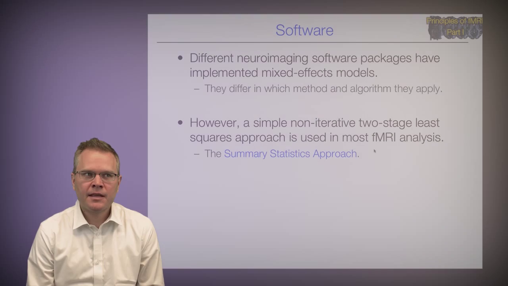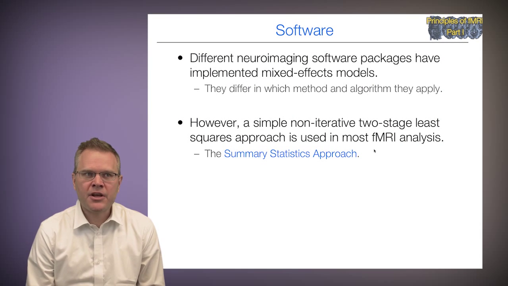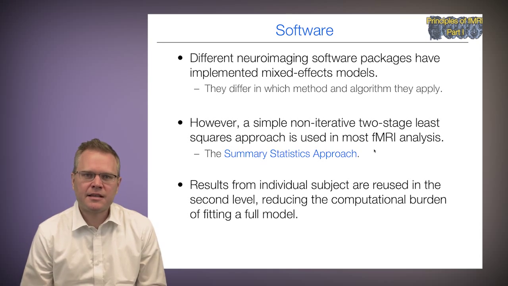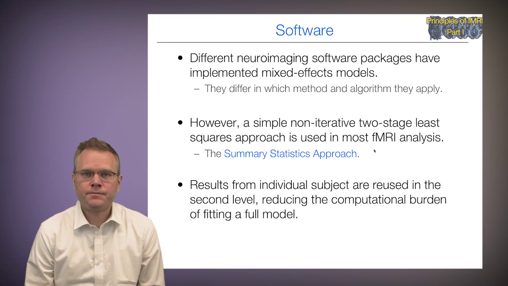In general, how this is done depends on what software package that you use, and different neuroimaging software packages have implemented different types of mixed effects models like the ones we have discussed, and they differ in which method and algorithm they ultimately apply. However, as Tor mentioned, a simple non-iterative two-stage least squares approach is what's most commonly used in fMRI data analysis, and this is the so-called summary statistics approach. Here, results from individual subjects are reused in the second level, and this allows us to reduce any computational burden of fitting a full model.